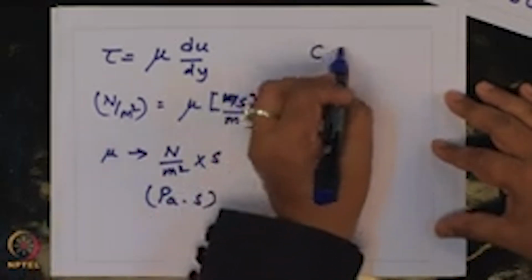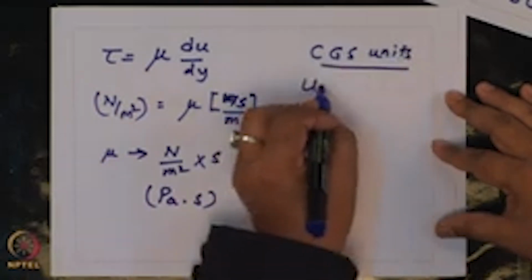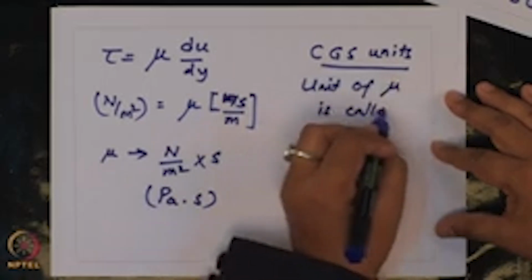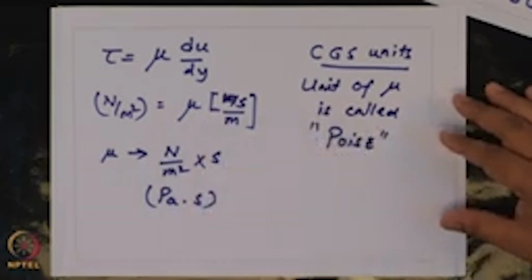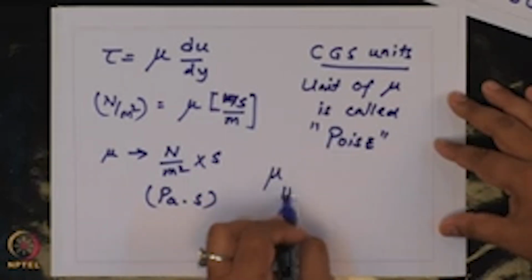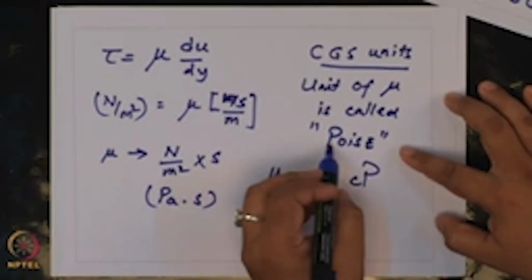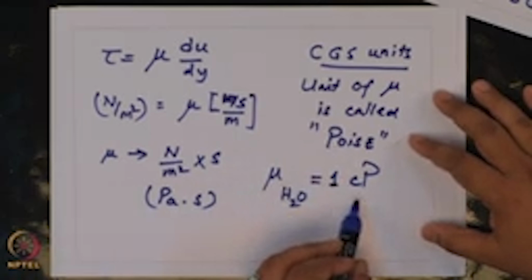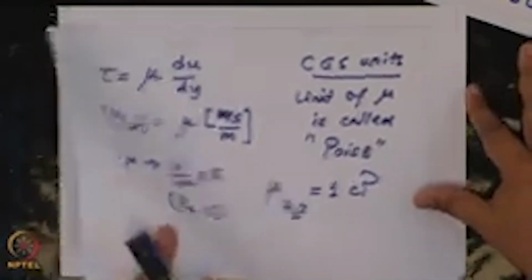So, in CGS units, the unit of mu is called poise. Okay. So, the viscosity of water is 1 cP, centipoise, where P is written for poise. Okay. So, this is what Newton's law of viscosity suggests. So, we have gone through the equation.